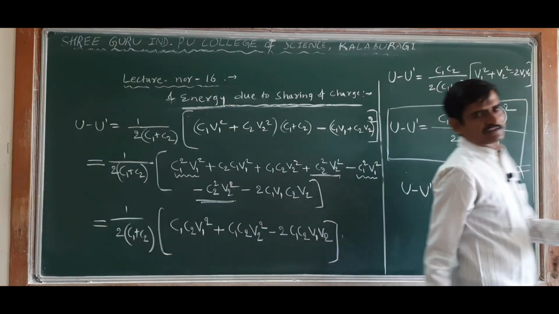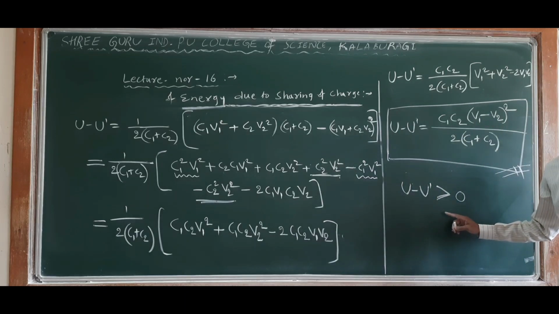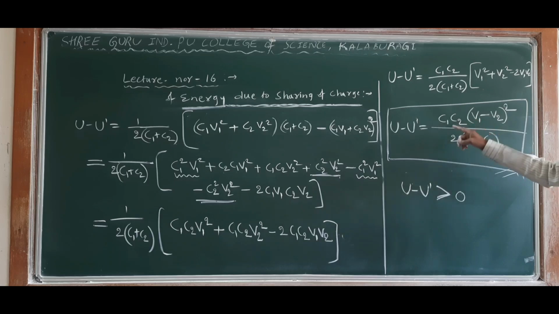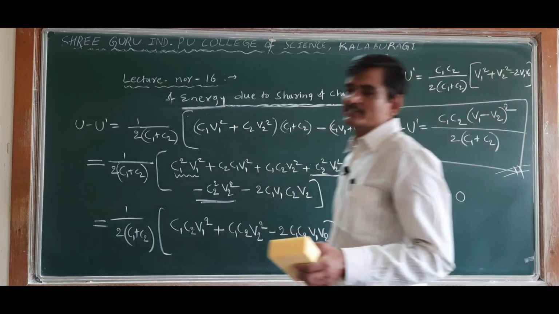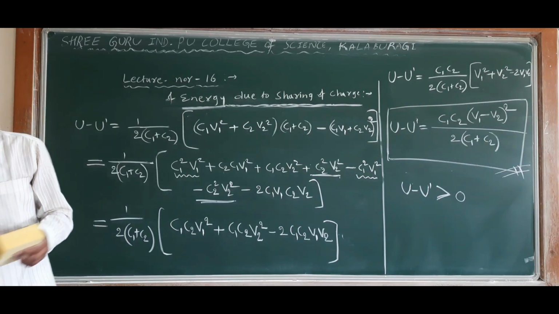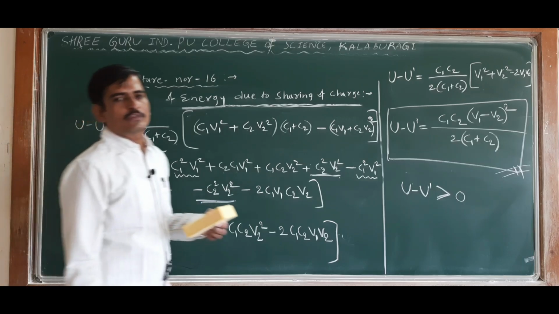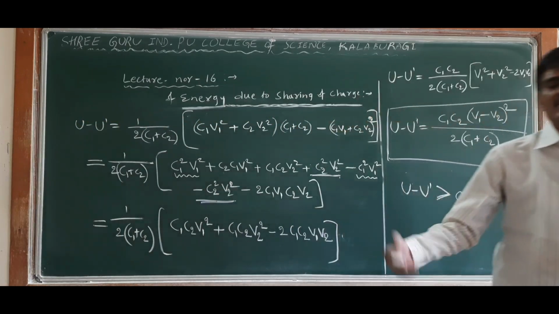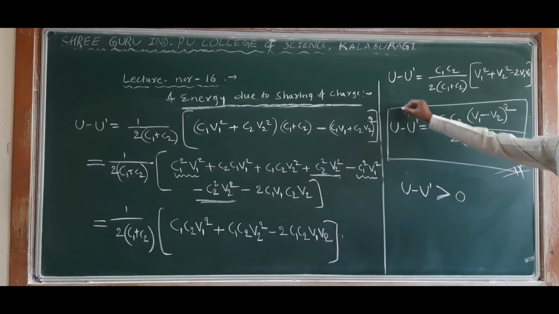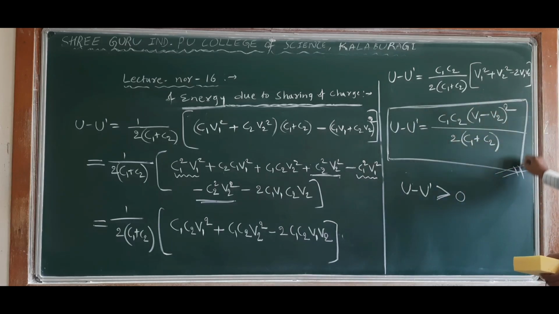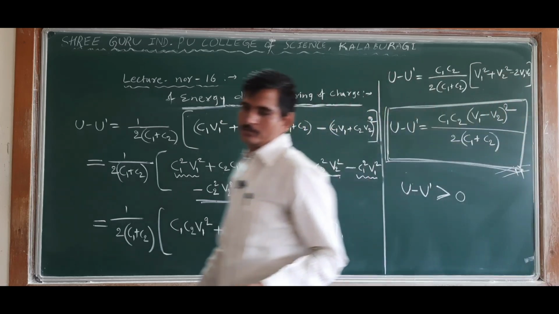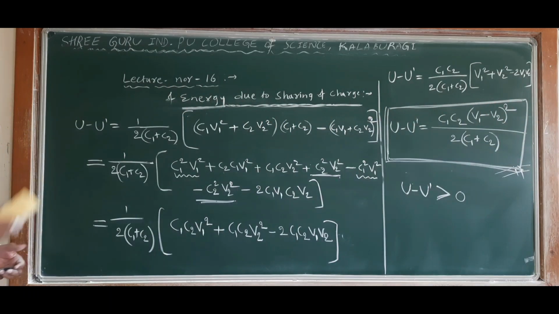U minus U dash is greater than 0, that means it is a positive quantity. So that explains that during the sharing of charge, some amount of energy is lost due to the heat generated in the metallic wire, and that energy lost is given by U minus U dash is equal to C1 C2 into V1 minus V2 whole square divided by 2 C1 plus C2. Understood? So this is the last concept.